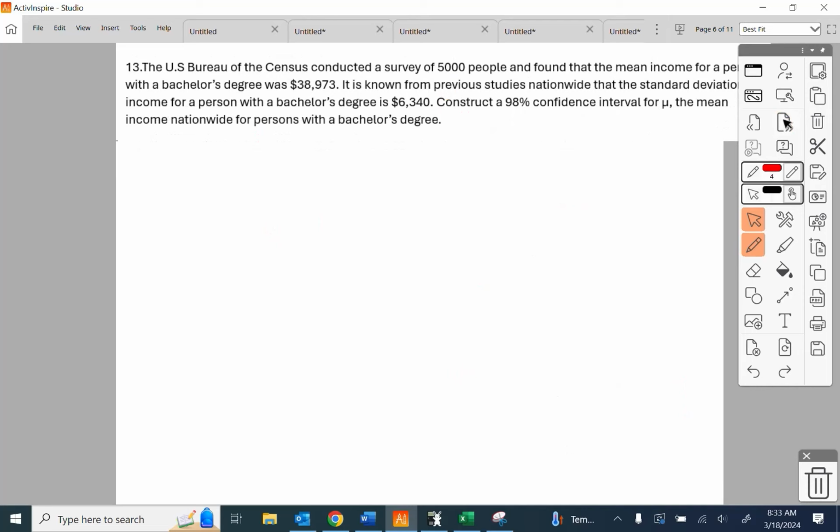The U.S. Bureau of Census conducted a survey of 5,000 people and found the mean income for people with a bachelor's degree was $38,000, blah, blah. It is known from previous studies nationwide that the standard deviation income for a person with a bachelor's degree is 6340. Construct a 98% confidence interval for the mean income nationwide for people with a bachelor's degree. This is obviously a dated question, but that is not on the bell curve or the empirical rule.